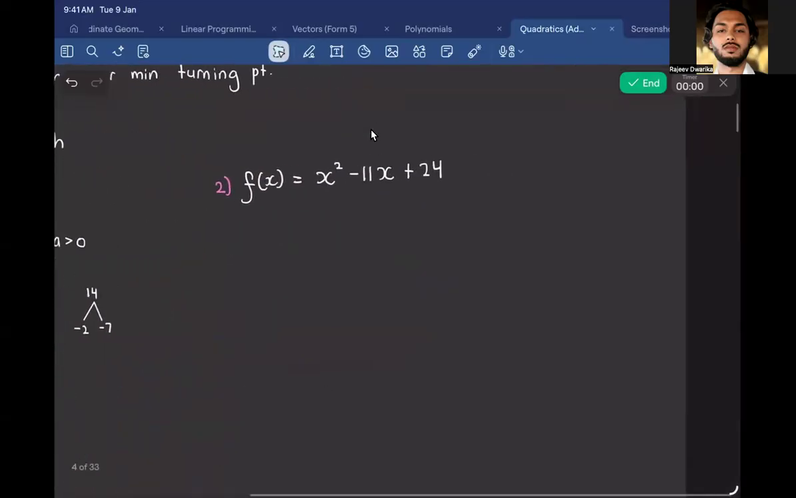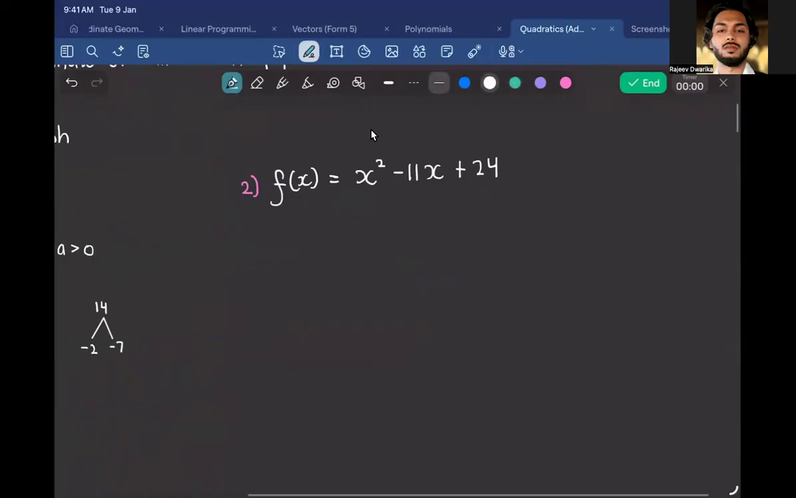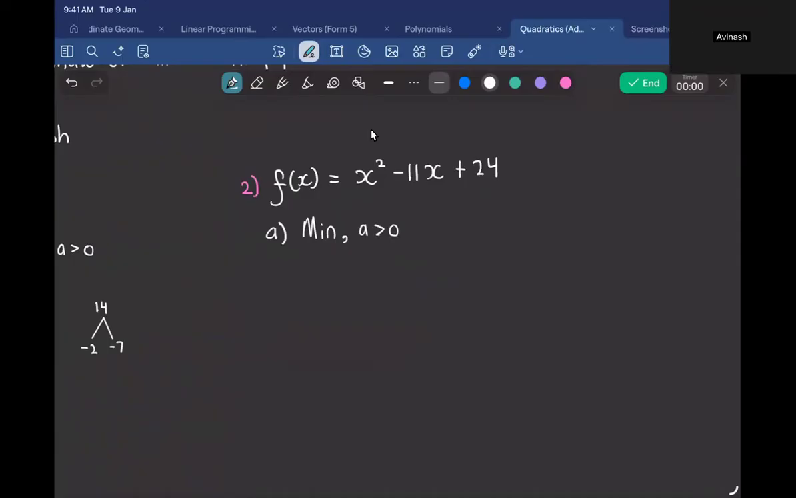Right, question 2 now. Let's run through this one. Is our curve a maximum or minimum? Minimum. Right, minimum. Why? Because a is more than 0. If we want to find the roots, you're going to say f of x is 0, because f of x is the same thing as y. Because if you want to find the x-intercepts or the roots, y is 0.